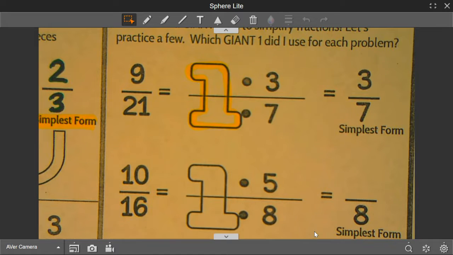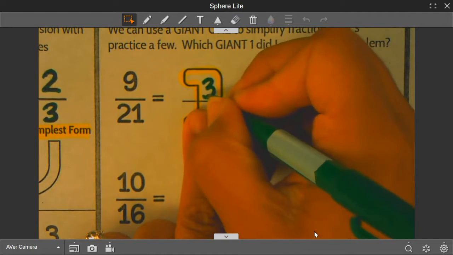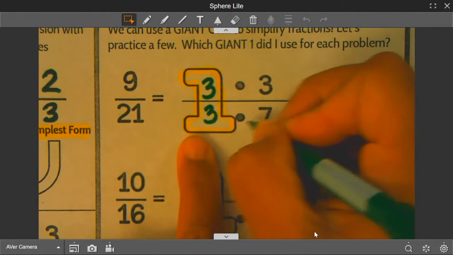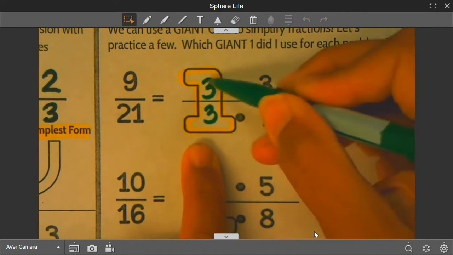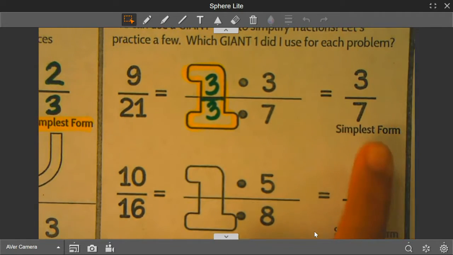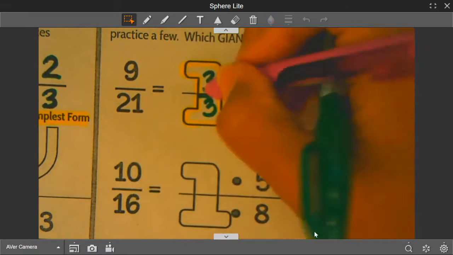All right, good. Yes, 3/3. So I know 3 times 3 is 9, and 3 times 7 is 21. So the giant one is 3 over 3. Good. And remember, the math that is done, we multiply. So this is a giant 1.